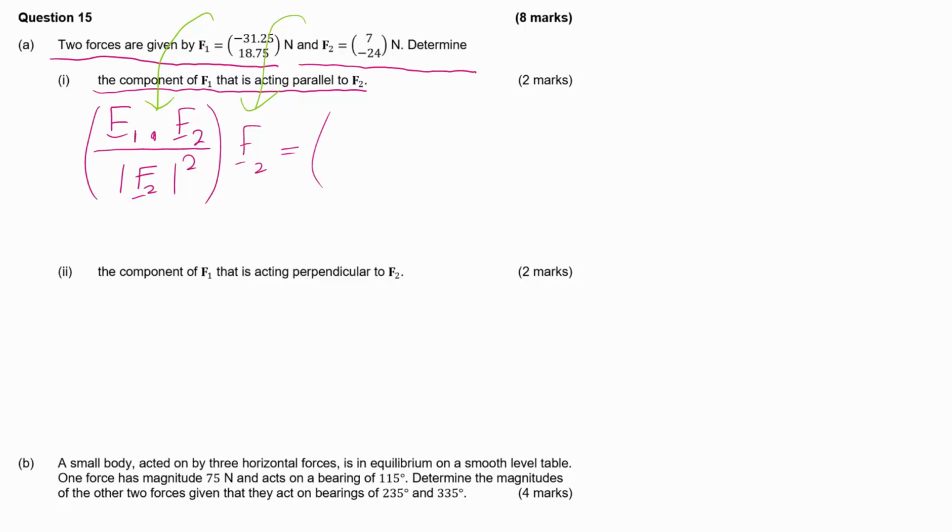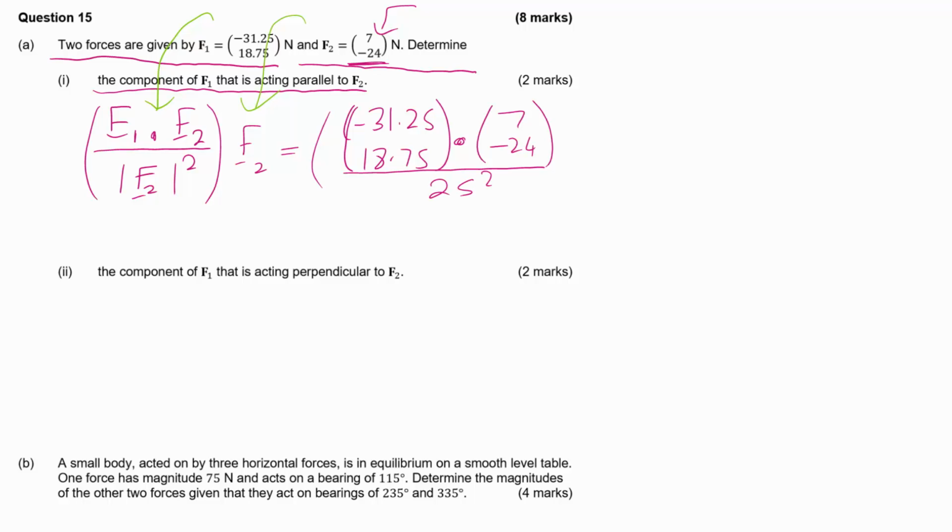So that's going to be negative 31.25, 18.75 dot 7, negative 24 divided by, now this one is 7, 24. The modulus of that, 7 squared plus 24 squared square rooted, is 25. So the modulus of F2 is 25, so that's going to be 25 squared.